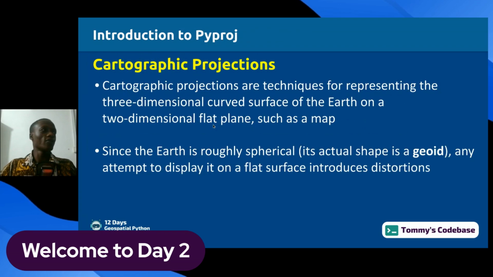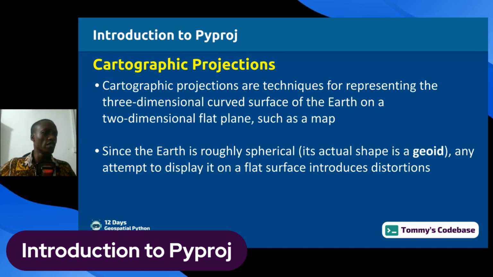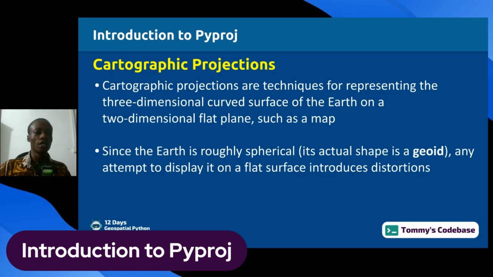So what is a cartographic projection? It is a technique for representing the three-dimensional curved surface of the Earth on a two-dimensional flat plane. So think of it like how we transform the world we see onto a flat plane, where we can do mathematical computations with ease.